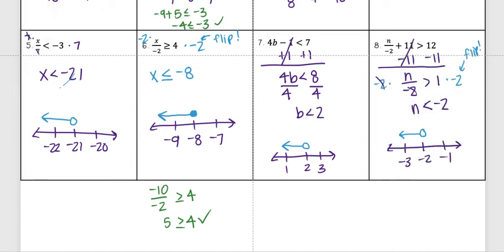Okay, this is the answer that you should have gotten for this last one. So first I subtracted 11 from both sides. And then I had n divided by -2. So to get rid of that -2, I need to multiply both sides by -2. And since I'm multiplying by a negative number, I needed to flip my inequality. So my greater than became less than. And then there's my graph.